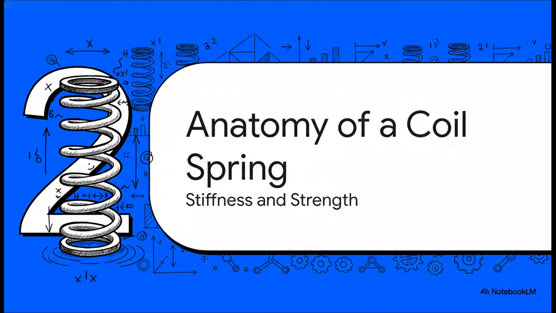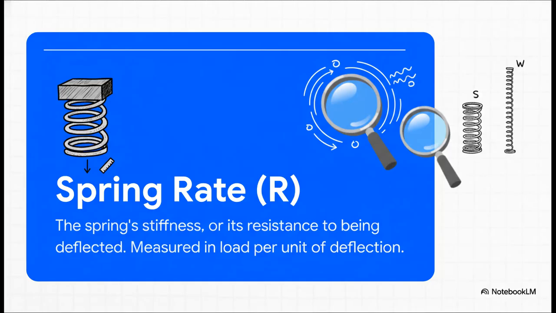Okay, so we've covered the big picture questions. Now, let's zoom in and focus on the most common type of spring you'll ever see: the helical compression spring. This is where we can really dig into the core physics of how these things work. All right, the first and most fundamental property of any spring is its rate, which you'll also hear called stiffness.